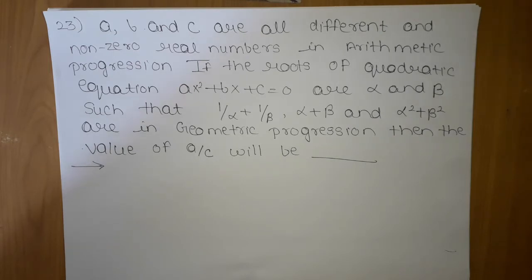If the roots of the quadratic equation ax square plus bx plus c equals 0 are alpha and beta, such that 1 upon alpha plus 1 upon beta, alpha plus beta and alpha square plus beta square are in GP, then the value of a by c will be, I want to find the value of a by c. So we want to find the value of a by c.